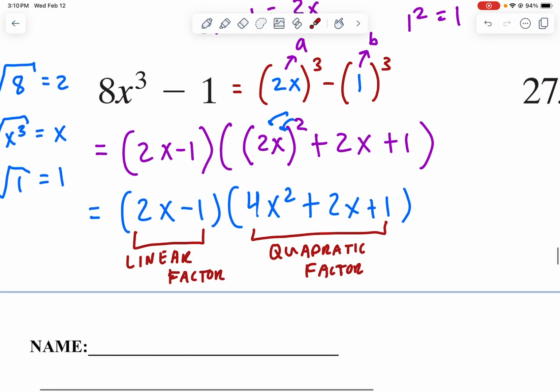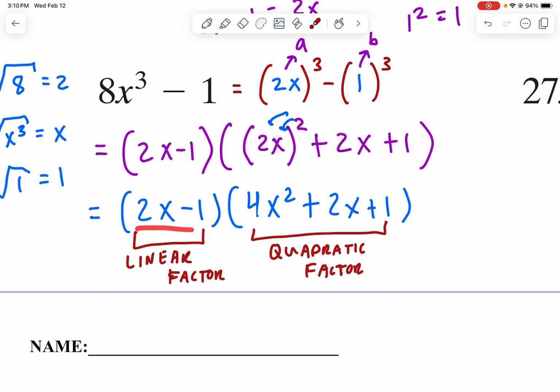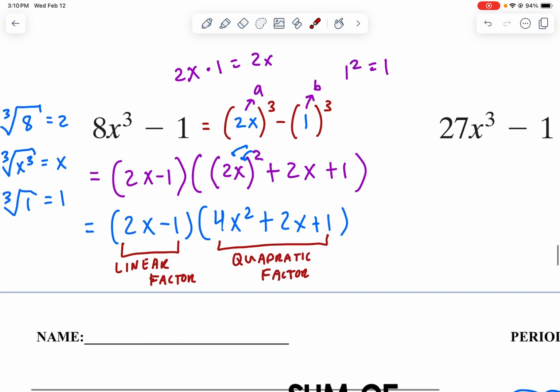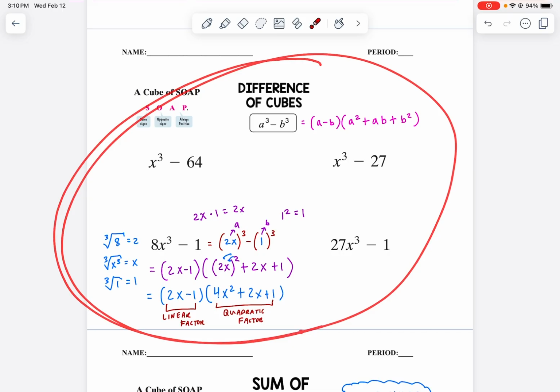Okay. So at some point, I'm going to ask you to solve these types of equations. One way of solving it is using the factoring method we just used, and then setting each piece equal to 0, thinking about how to solve each piece, and we'll talk about that in the future. Okay, but that is the factoring using the difference of cubes.